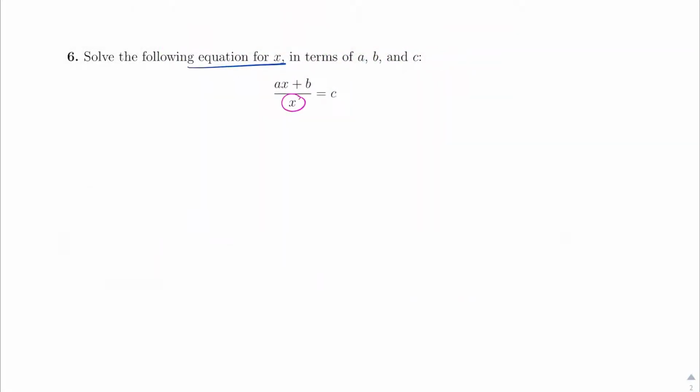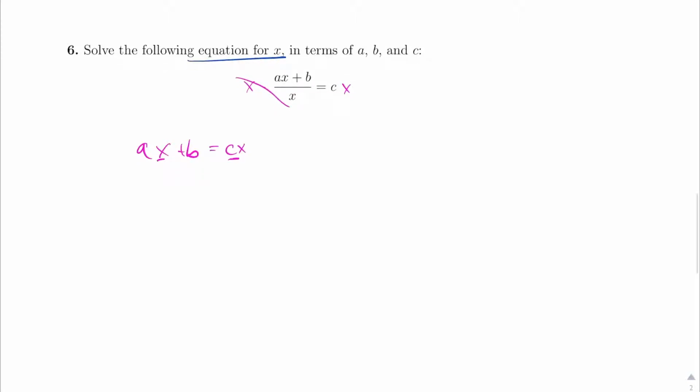The first thing, I don't like that fraction with x in the denominator, so we'll multiply by x on both sides. That gives us ax plus b equals cx. Now since we want to solve for x, maybe we should move all of the x terms to one side and all of the non-x terms to the other side. So let's do that by subtracting cx from both sides.